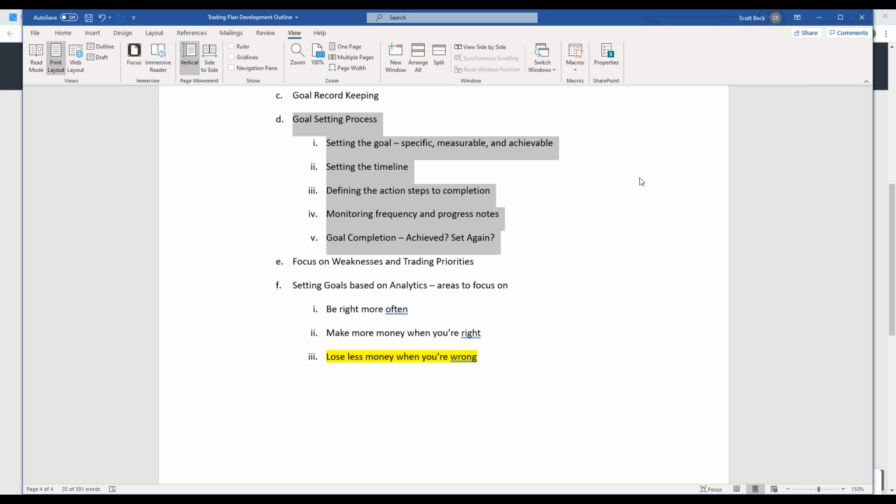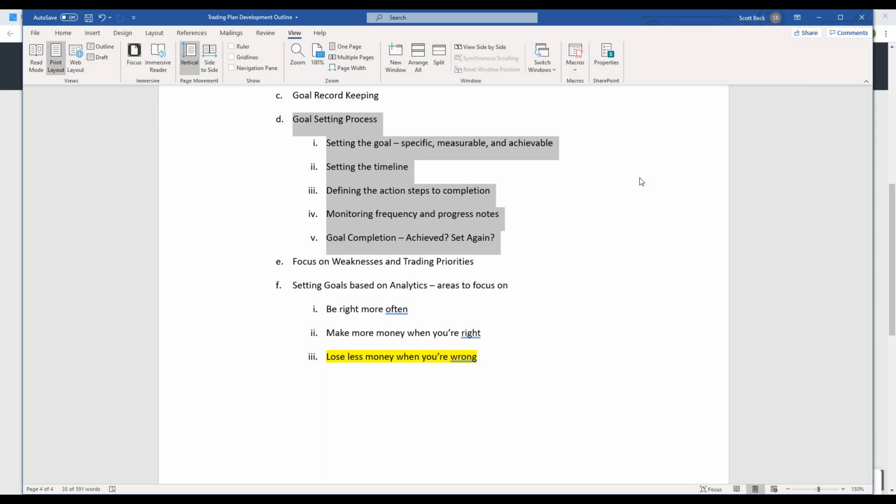Number two, set the timeline. How long is this goal going to take? A week, a month? Be careful. Maybe set a few short-term, a few long-term. What are the specific action steps necessary to try to achieve this goal? What are you going to do? What four things are you going to do? Specific action that you'll take in order to try to achieve the objective that you set.